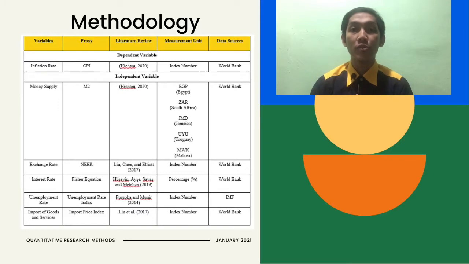Next, exchange rate with the proxy nominal effective exchange rate. Thirdly, interest rate with the proxy Fisher equation. Fourthly, unemployment rate with the proxy unemployment rate index. And lastly, import of goods and services with the proxy import price index. All the data were collected from the World Bank and also the IMF.